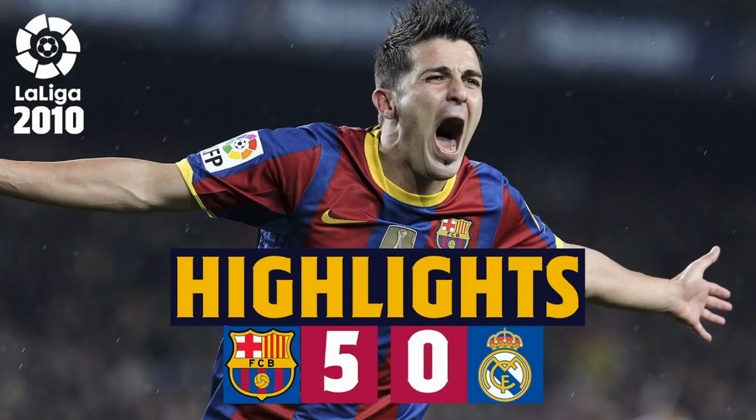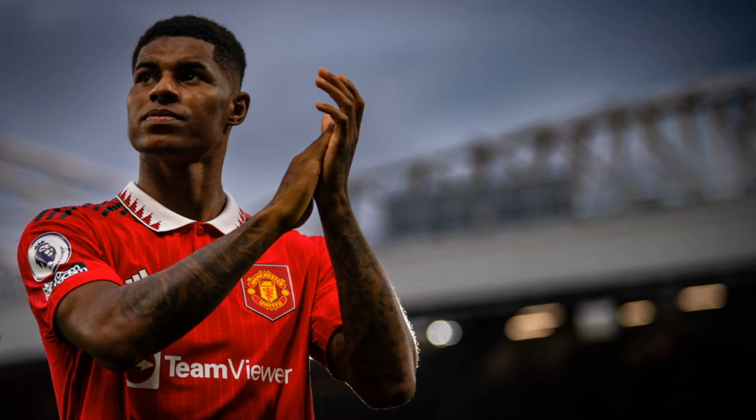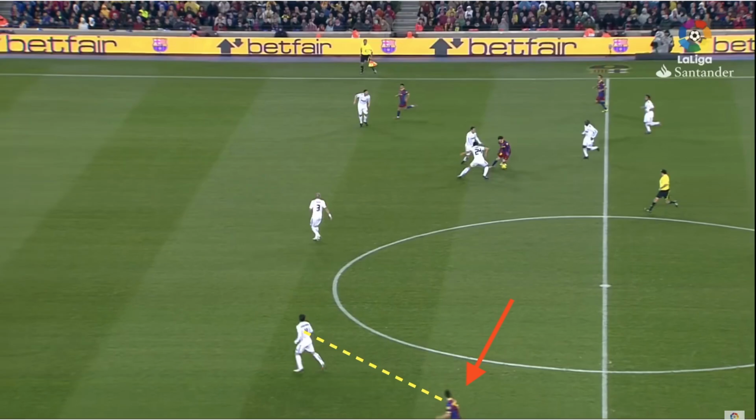If we look at Villa's second and Barcelona's fourth in this game, we see a goal more reminiscent of what we've seen from Rashford this season in the Premier League and at the World Cup. Messi has dropped off between the lines inside the middle third, but Real Madrid are playing quite a high line, and Villa out of picture is holding his width over on the left side, and if he makes a move too early in field, then it becomes easy for Ramos to track his run.